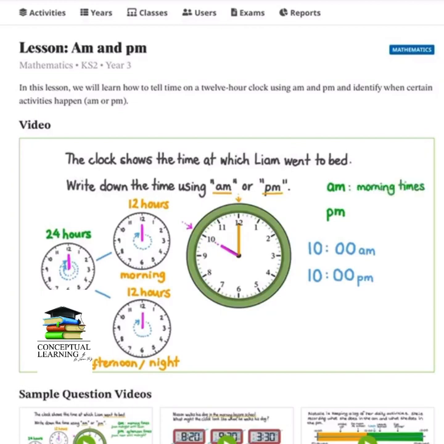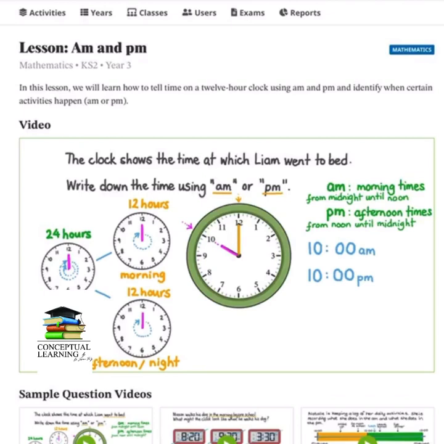We use the letters AM to represent morning times. These are all the times from midnight until just before noon. And we use the letters PM to represent afternoon and night times. These are all the times from 12 noon until just before midnight.